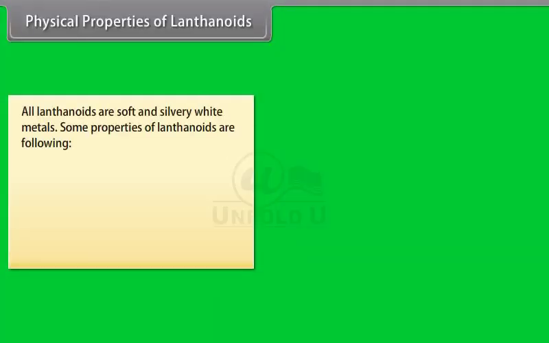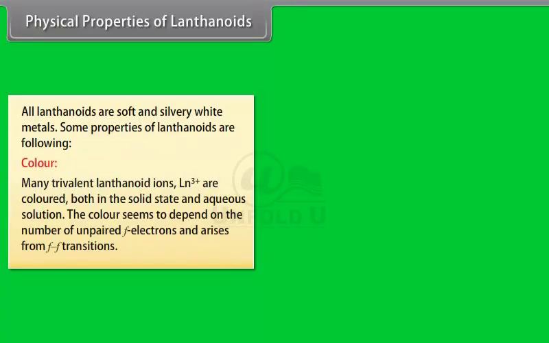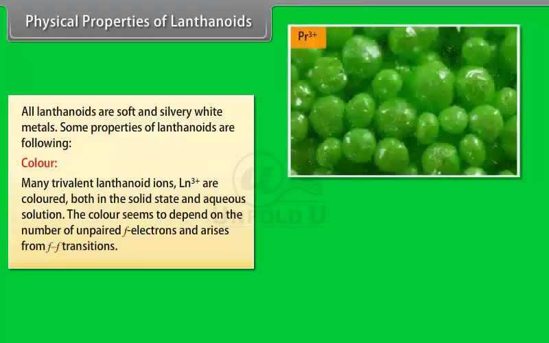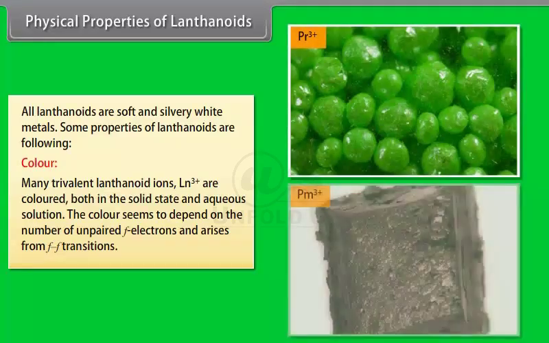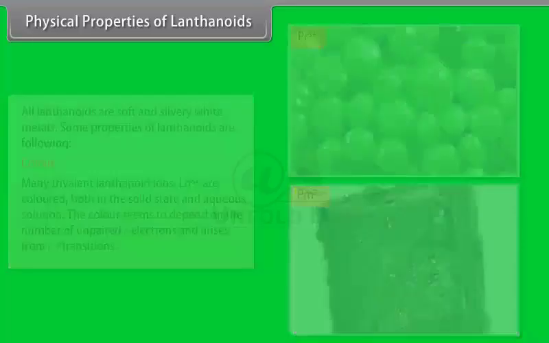Physical properties of lanthanoids. All lanthanoids are soft and silvery white metals. Some properties of lanthanoids are the following. Color. Many trivalent lanthanoid ions, Ln3+, are colored both in the solid state and aqueous solution. The color seems to depend on the number of unpaired f electrons and arises from f to f transitions. For example, Pr3+ is green and Pm3+ is pink.